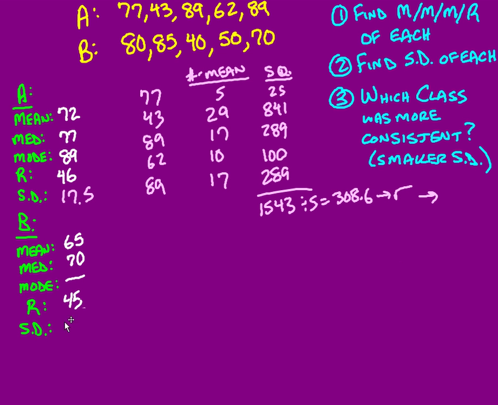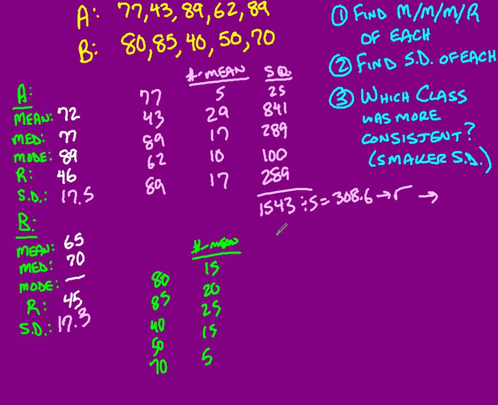Okay, for part B, you should get 17.3. Let's check the math and see if we can get that. Same thing, listing the numbers first: 80, 85, 40, 50, and 70. Subtract each from the mean. The mean here is 65. So this is 15, 20, 25, 15 again, and 5.